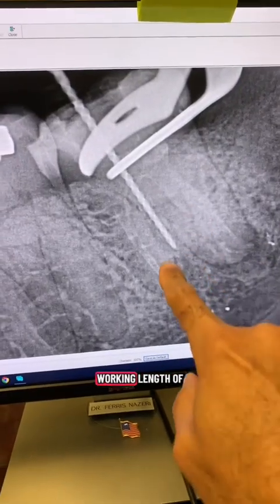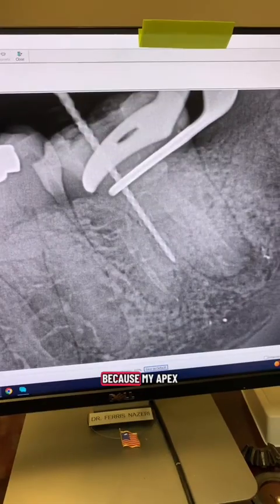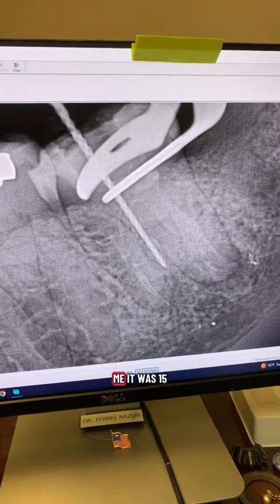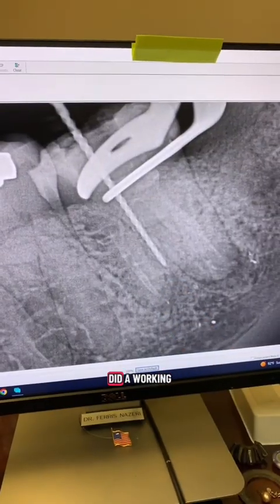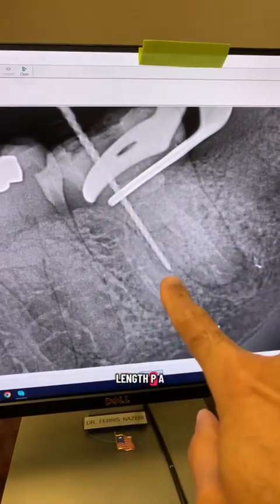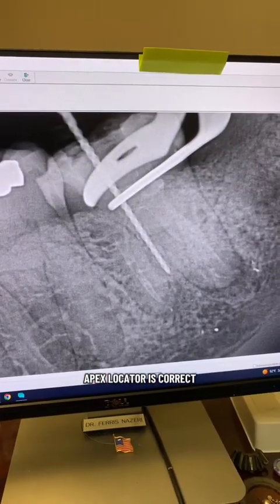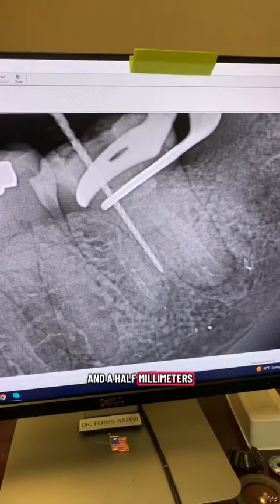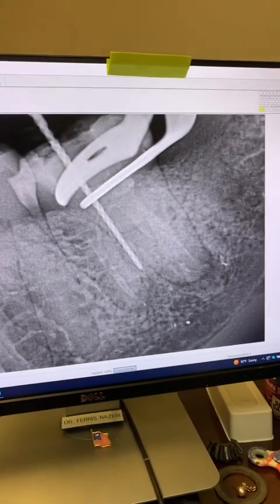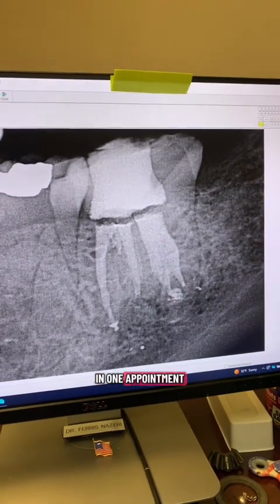To confirm the working length of the mesiolingual canal, because my apex locator was telling me it was 15, we went ahead and did a working length PA, and you can see that the apex locator was correct, and the working length was indeed 15.5 millimeters. And take a look, here's the post-op. We did this in one appointment.